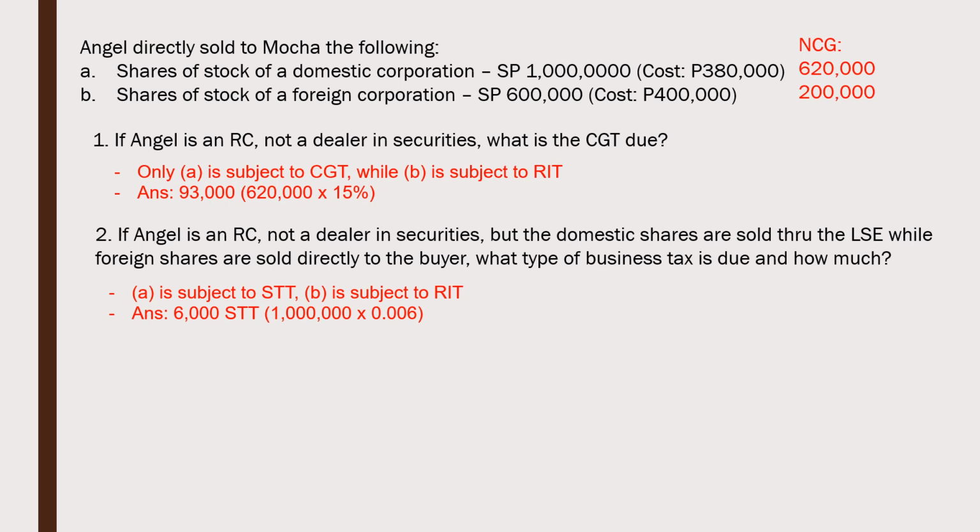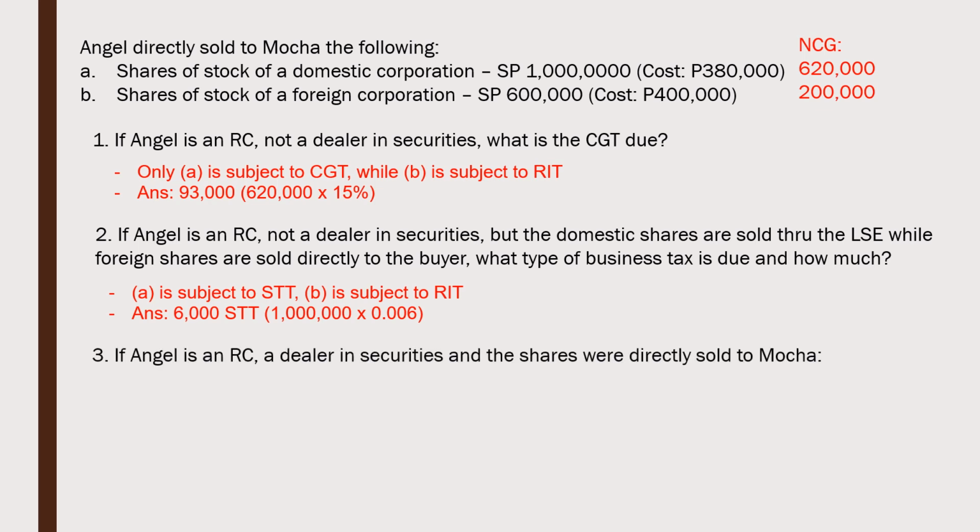If Angel is a resident citizen, a dealer in securities, and the shares were directly sold to Mocha, how much CGT is due and how much business tax is due?